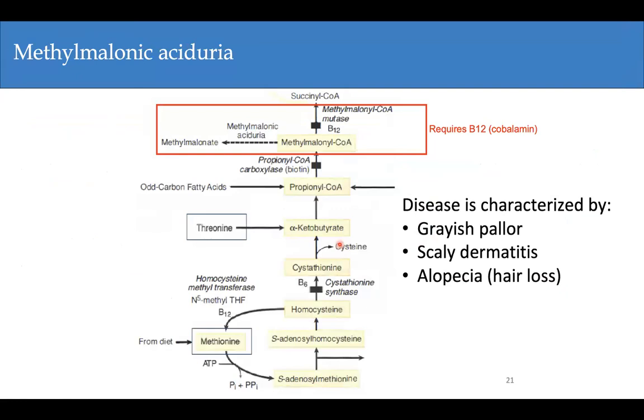And another aspect to the methylmalonic aciduria is that this enzyme also requires B12 as a cofactor. So sometimes when there is a B12 deficiency, the patients can present with similar symptoms. However, you can't treat these patients by giving them more B12 because the enzyme itself is what is deficient. This disease is characterized by a grayish pallor, scaly dermatitis, which just means itching with scaliness, and hair loss, otherwise known as alopecia.